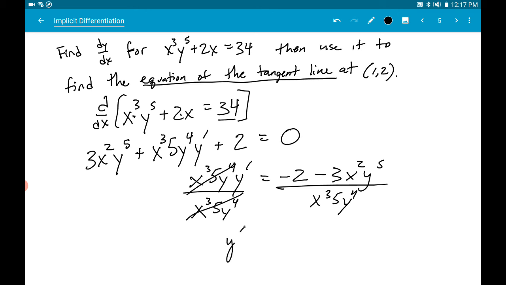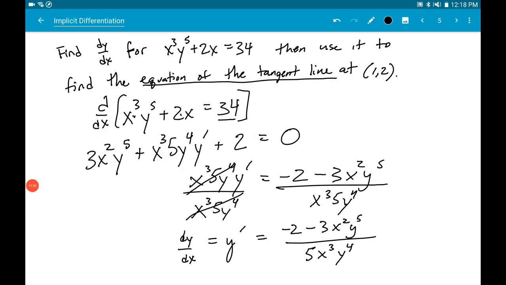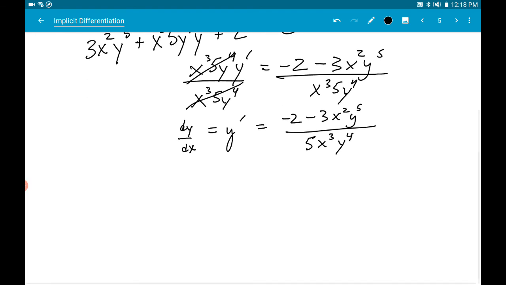So I really have that y prime, which as a reminder is dy dx by definition, is equal to negative 2 minus 3x squared y to the fifth over 5x cubed y to the fourth. So I'm almost done. So this says, though, to take it an extra step and to find the equation of the tangent line at 1, 2.